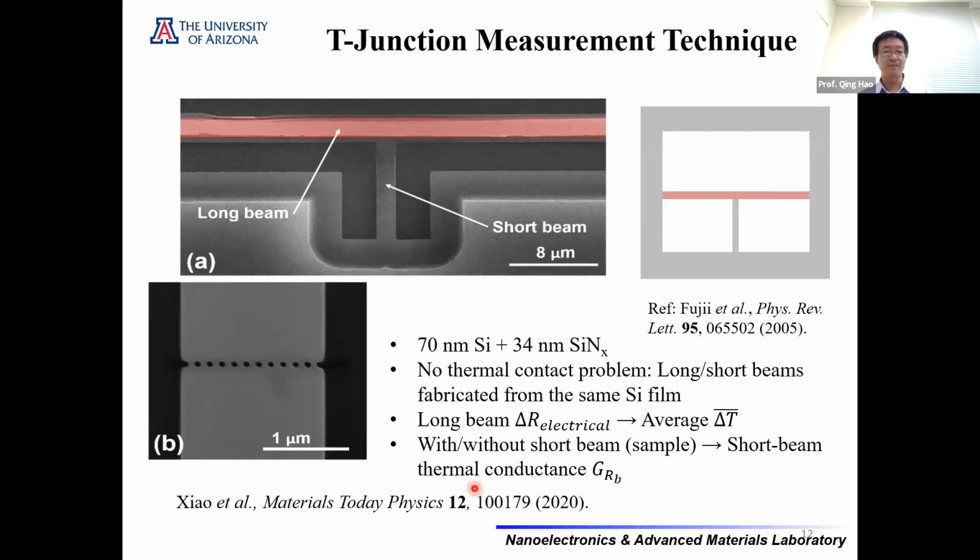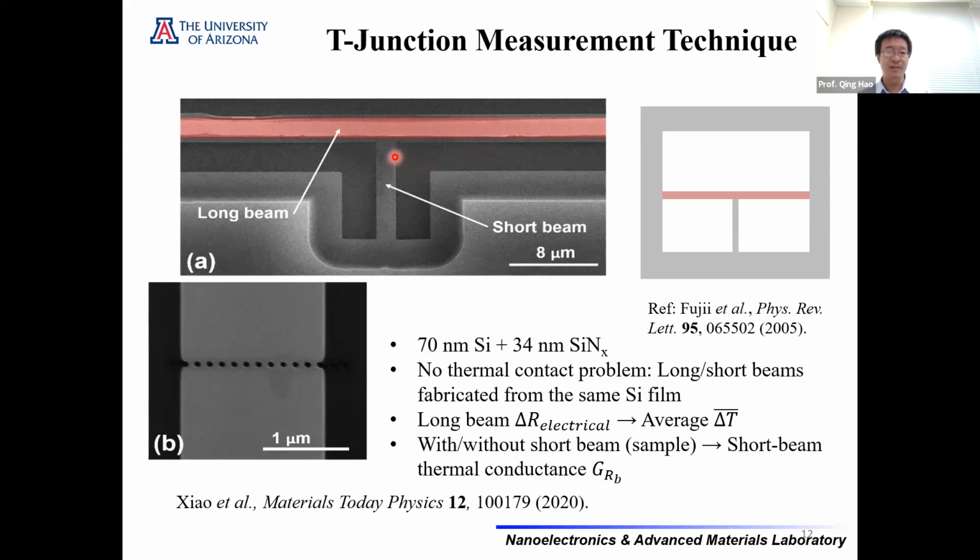So to do our measurement, we actually use the so-called T-Junction measurement technique, which was proposed by Professor Xing Zhang when he was working at Tsinghua University. The SEM image here shows our setup. We have a long beam, and the center of the long beam is connected to a short beam as our measured sample. In the long beam, we deposit a metal line as both a heater and thermometer.